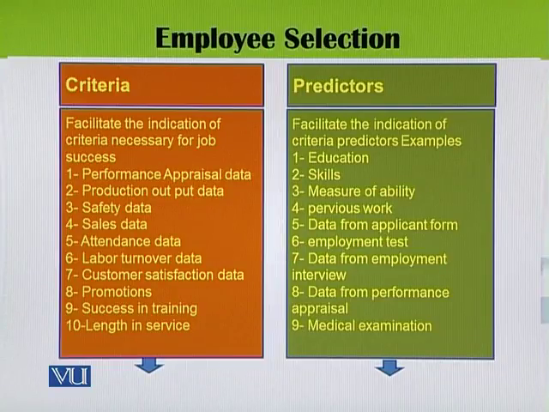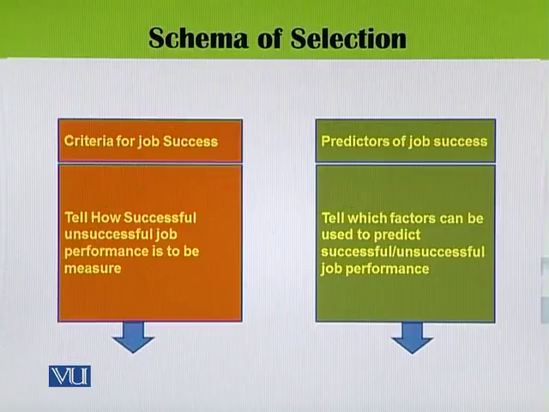So these two components have a very close relationship with each other. And then we will link all of those predictors and criteria with the criteria for job success and with the predictors of job success. Criteria for job success would tell you how successful or unsuccessful your job performance is, to be measured. And the predictors of job success would tell what factors can be used to predict successful or unsuccessful job performance. So these factors need to be measured and considered in your selection procedures. If you consider these particular characteristics, then you would be better able to select the person for your organization.